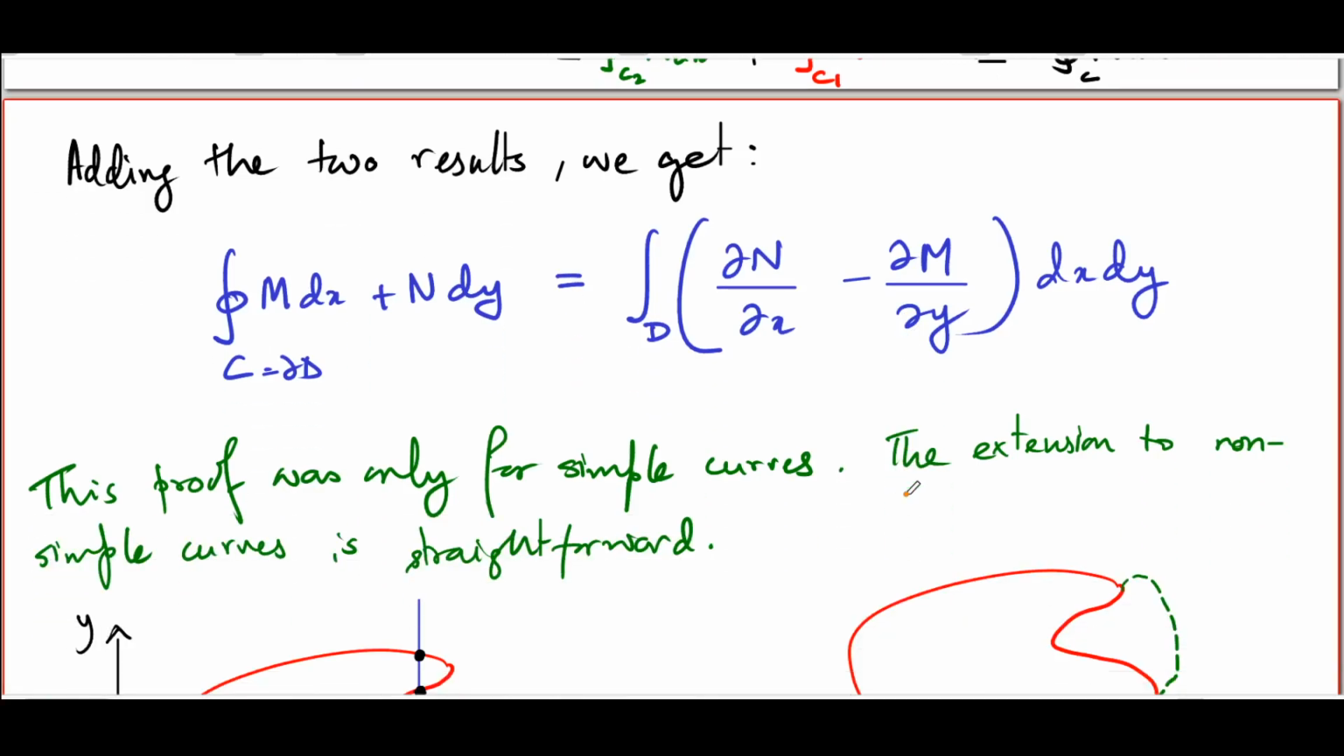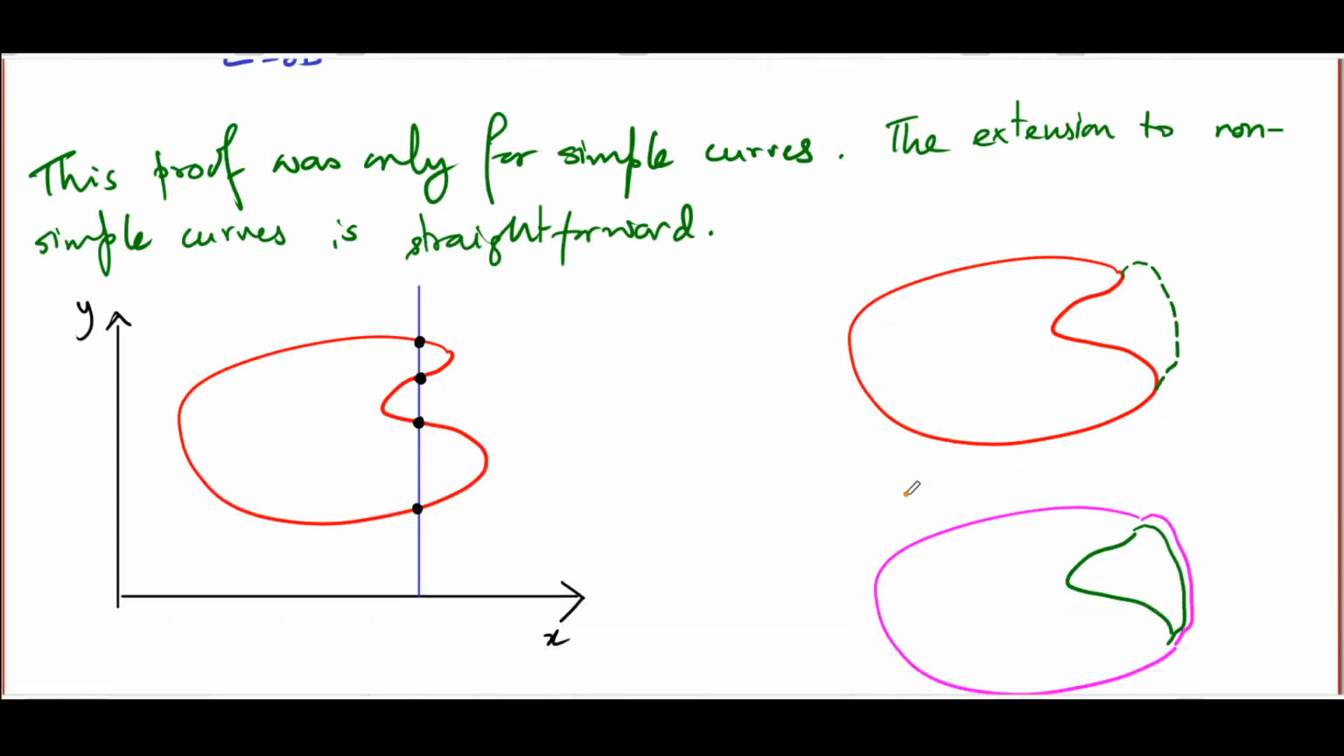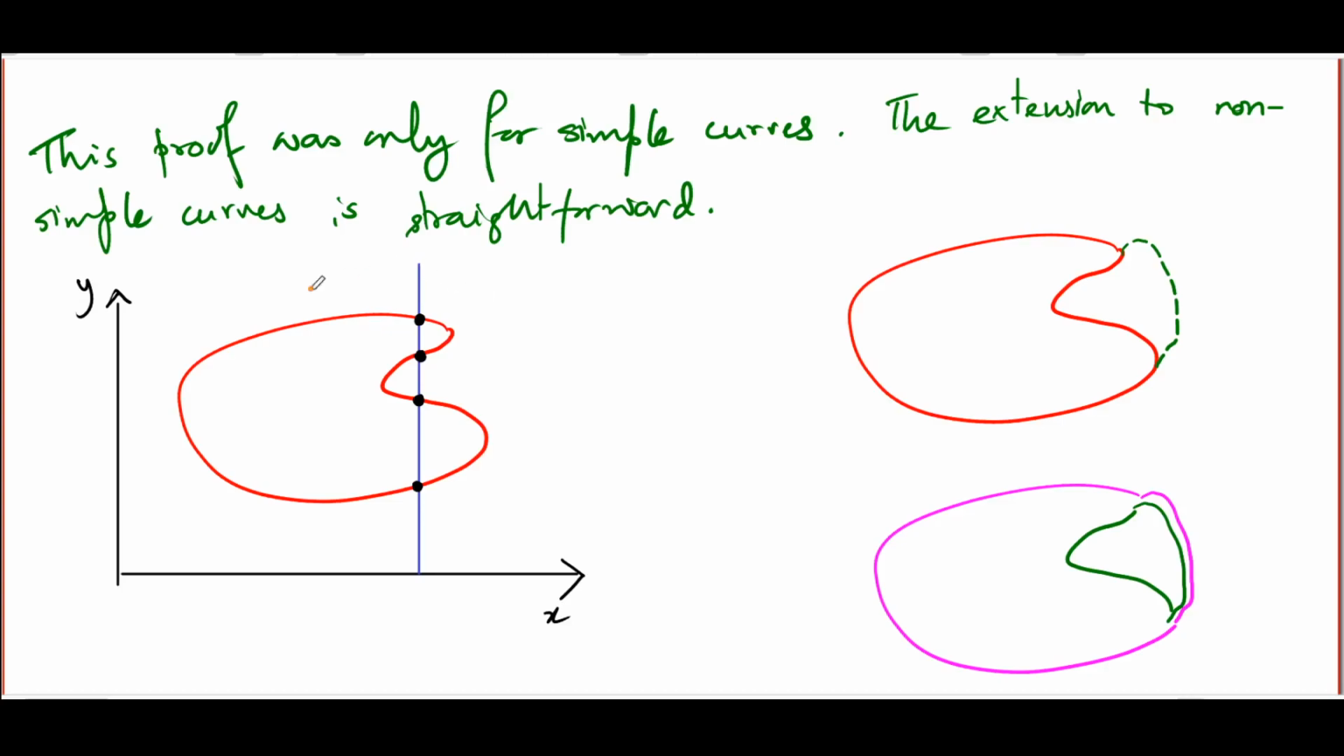Now what if we had more complicated curves? Say a curve like this, which bends into itself, so that a line parallel to the y-axis cuts it in more than 2 points. In this particular example, this particular blue line cuts it at 4 points.